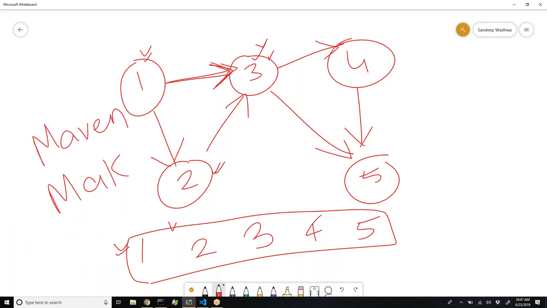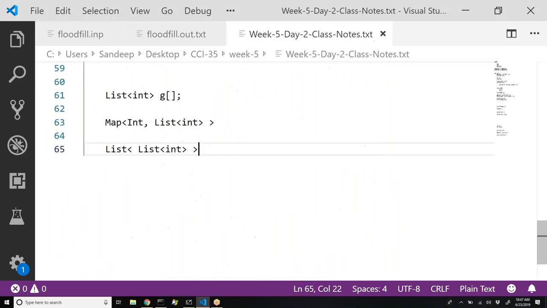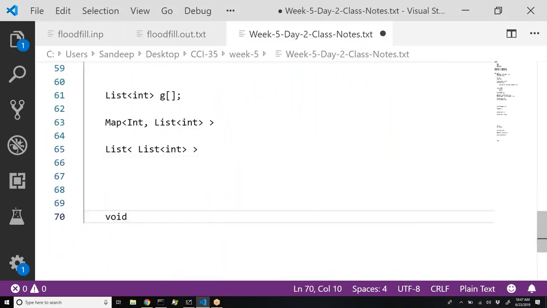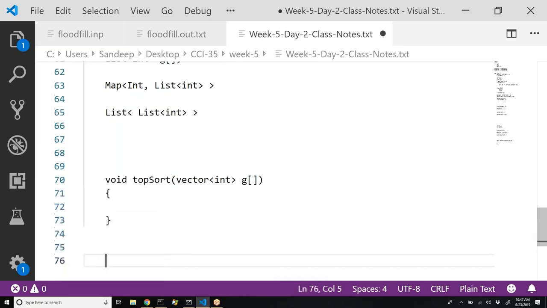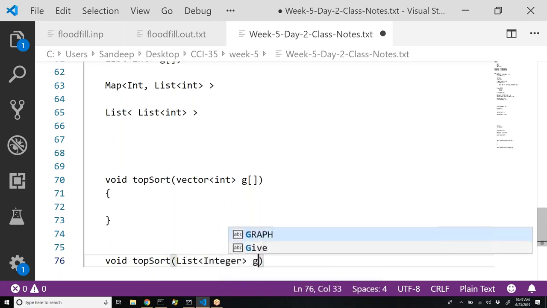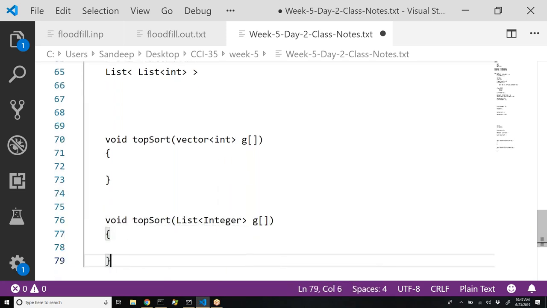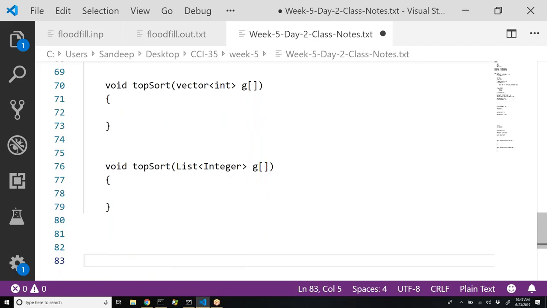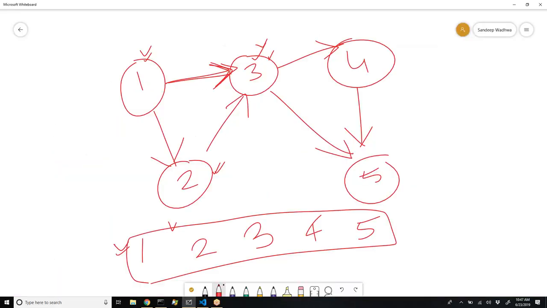Clear? So application wise we know. Now the question is, if somebody says we are giving you a graph in some format, let's say a vector of int g. This is the array that is representing the graph. C++ variant, Java variant is list of integer. So if your graph is given in this format, we say print the topological sort of a graph. You have to come up with some strategy and go ahead and do it.